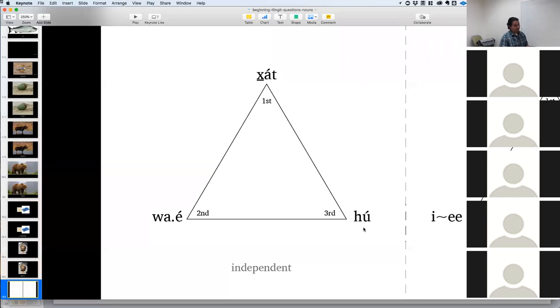So I'm not clear on the wa'eh for second. So wa'eh is you, and we call that second person. So I would say gusu wa'eh. Where are you? Especially if you're talking on the phone. Yeah. So the wa'eh part is you. What part might not be making sense? That's the right answer, right?